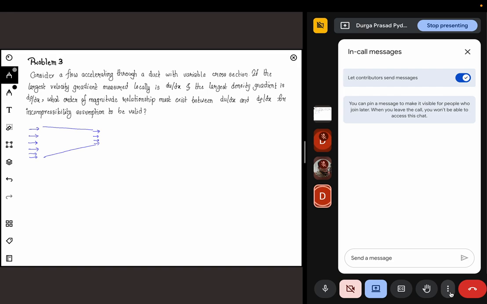What should be the order of magnitude relationship between du dx and d rho dx for the incompressibility assumption to be valid? So I want to know whether I can use the incompressible flow equations that we have derived in this particular course. In order for this to be valid, what should be the order of magnitude relation between du dx and d rho dx?